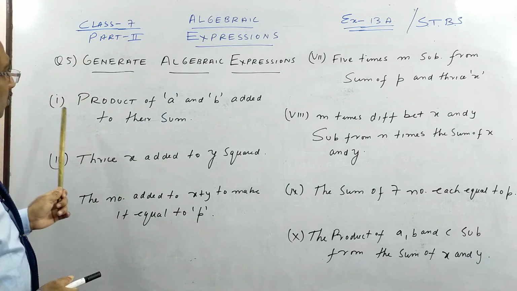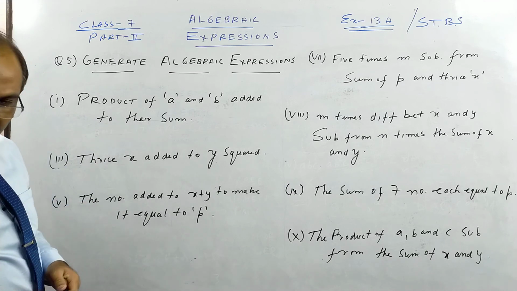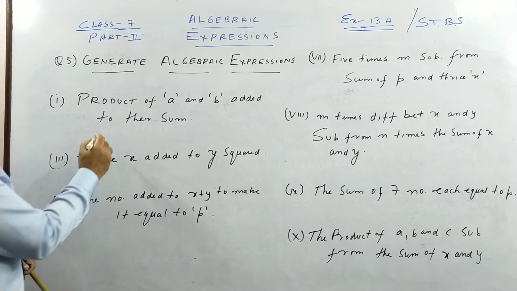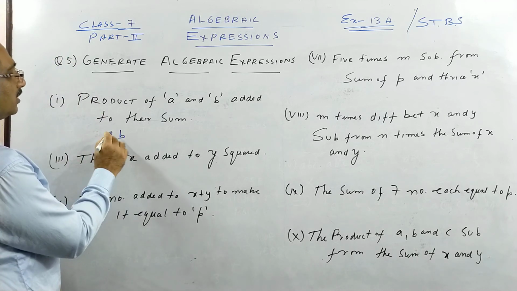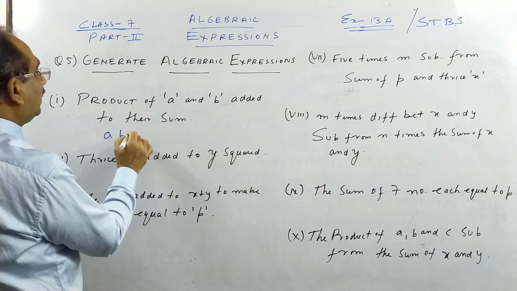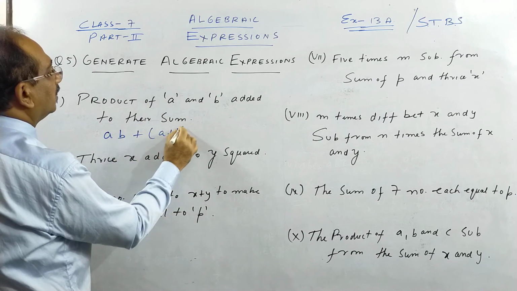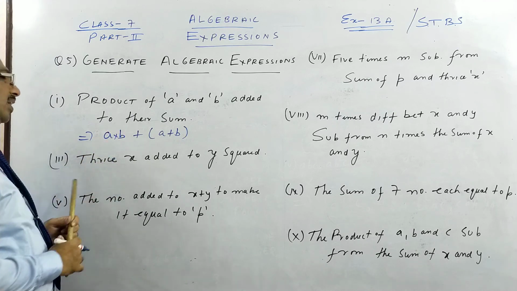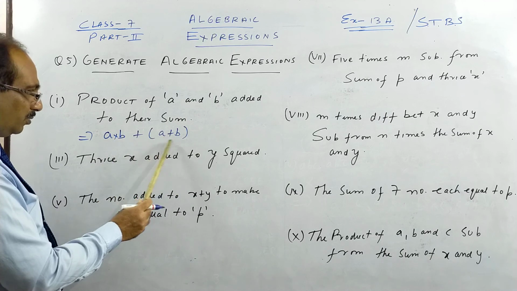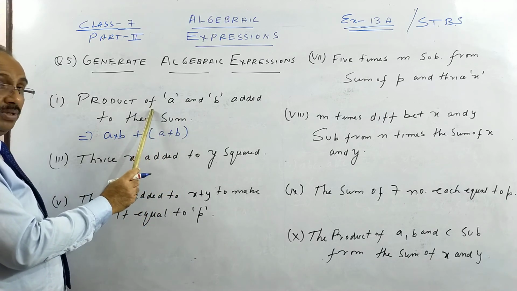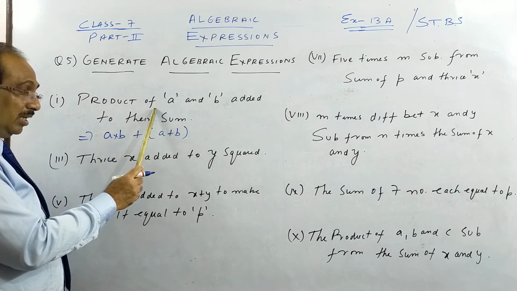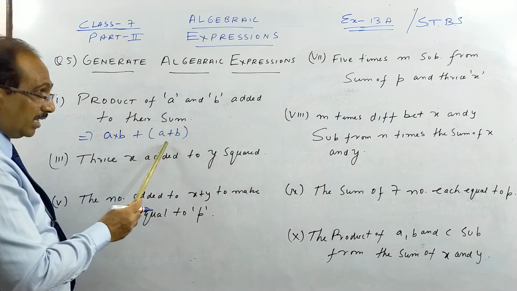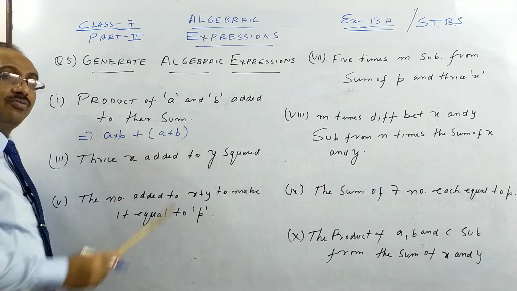So here we go. Product of A and B, see how we are converting. Product of A and B, this is mathematics, you can write into also. Added to their sum. So product of A and B, you can write into, but you may avoid it. Product of A and B added to their sum. So I have changed something in English language to mathematical form, or we have generated an algebraic expression for the word statement.